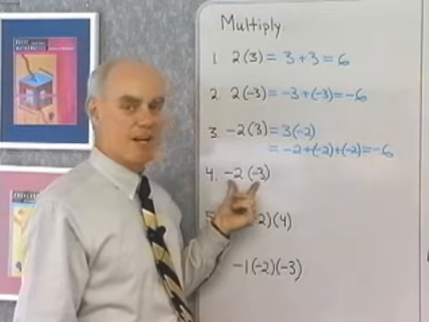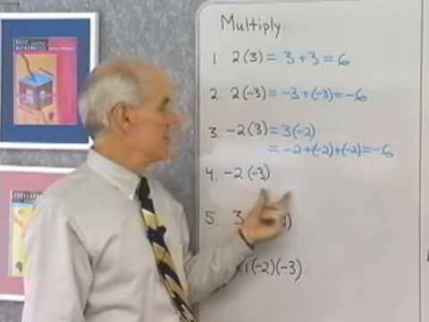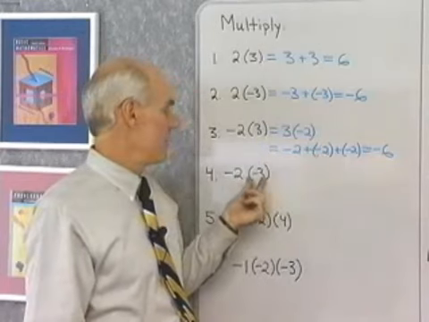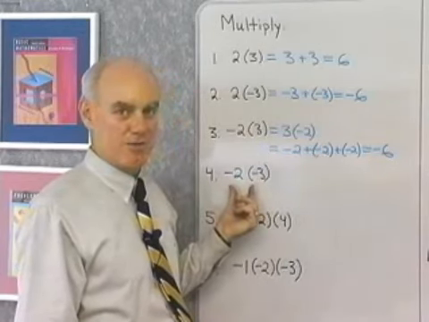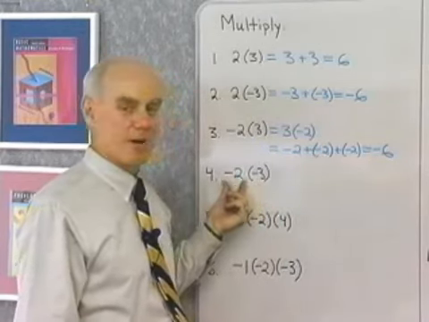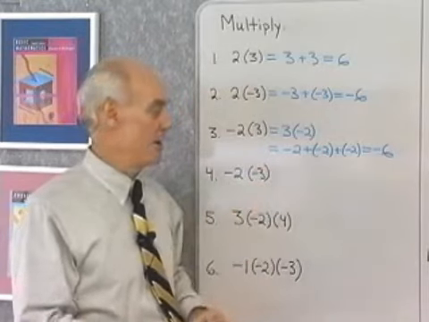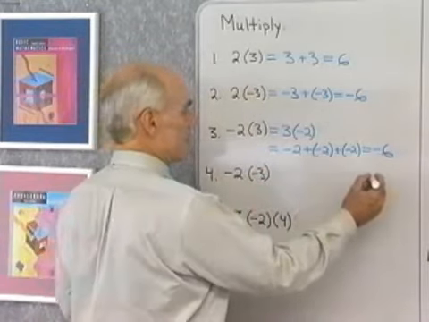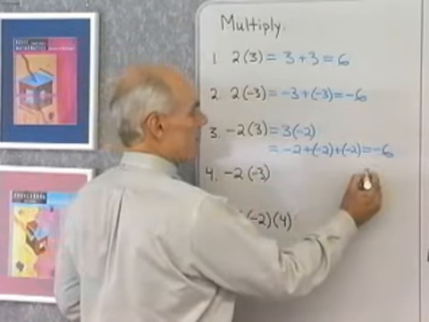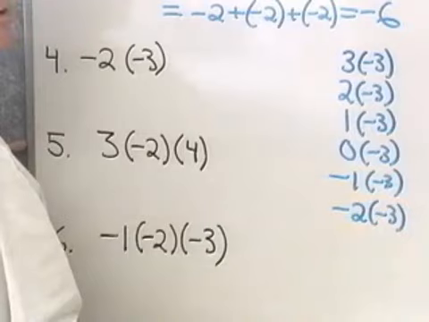Now, how do we justify negative 2 times negative 3? It's difficult this way because I can't write negative 3 down a negative 2 number of times, or I can't write negative 2 down a negative 3 number of times. But what I can do is this. Let's look at 3 times negative 3, 2 times negative 3, 1 times negative 3, 0 times negative 3, and now negative 1 times negative 3, and negative 2 times negative 3. And let's see if we can see a pattern.